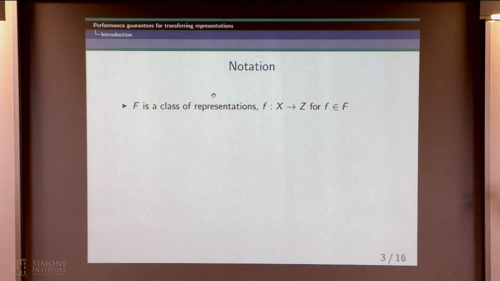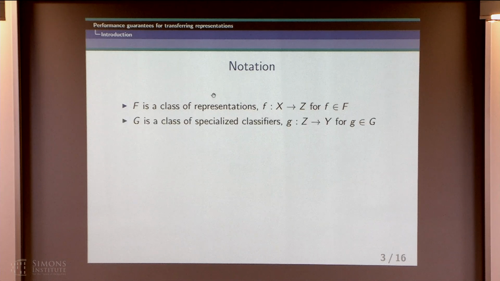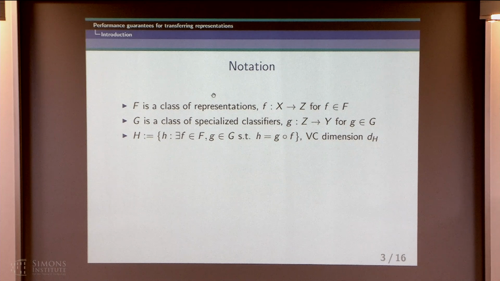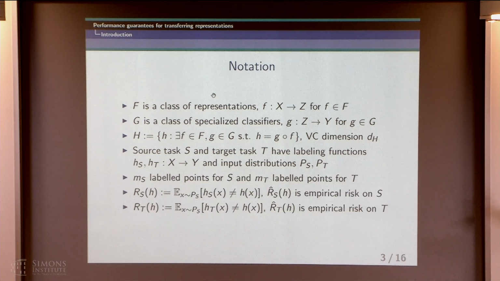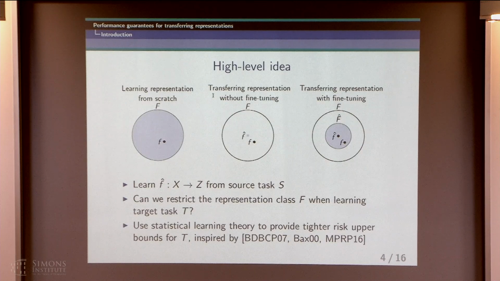So let's introduce some notation. Capital F is a class of such representations, and capital G is a class of such specialized classifiers. Our default hypothesis class is basically function composition, G circle F, all of the hypotheses that can be composed that way. And in general, we would expect to have more source points than target points for our analysis to be interesting.